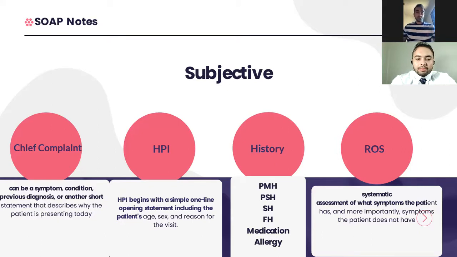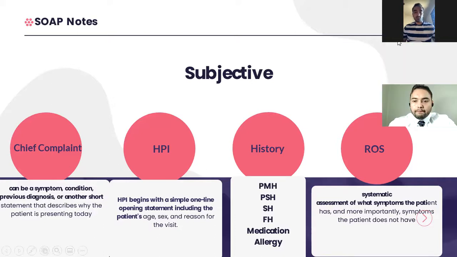I'm Rafiq. I'm a PGY1 internal medicine resident at UAB Huntsville campus. I just started my residency a few months ago. And I was asked to talk with you guys about some of the challenges we meet here as interns for the SOAP notes. So basically, just a quick introduction.